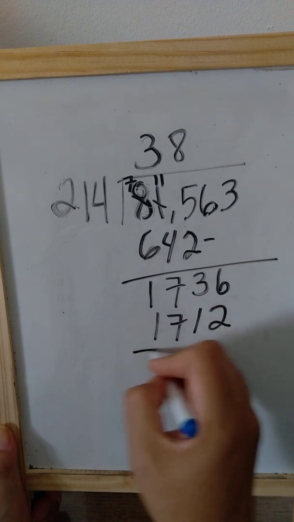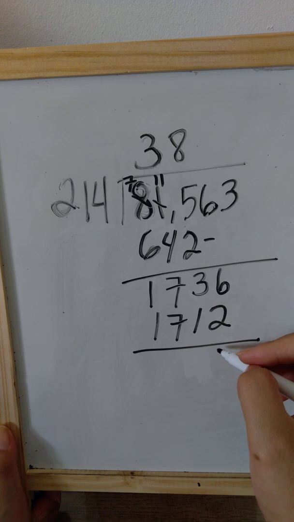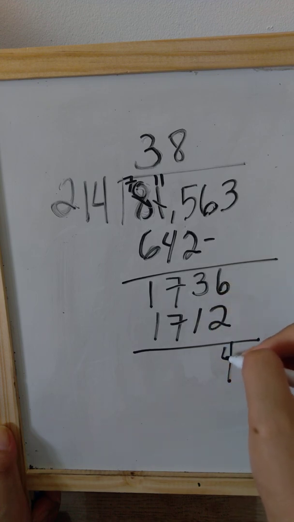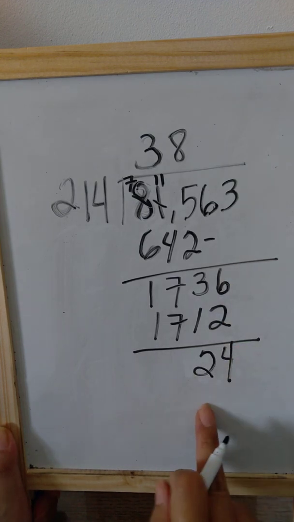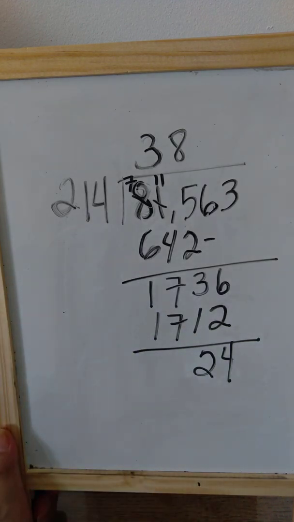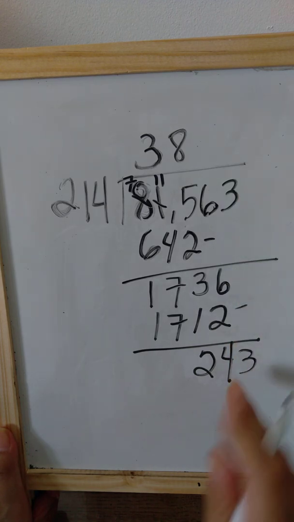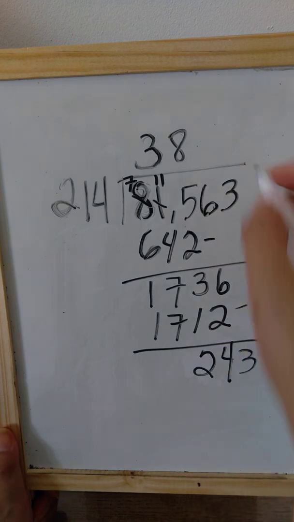1,712. Okay, so 6 minus 2 is equals to what? Equals to 4. So answer is 4. 3 minus 1 is equals to 2. Then 24 divided by 214 cannot. Now let's bring down 3. 243 divided by 214 is equals to 1.